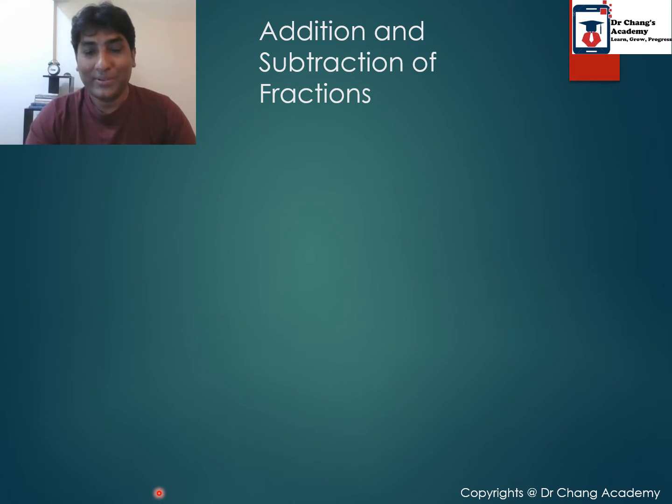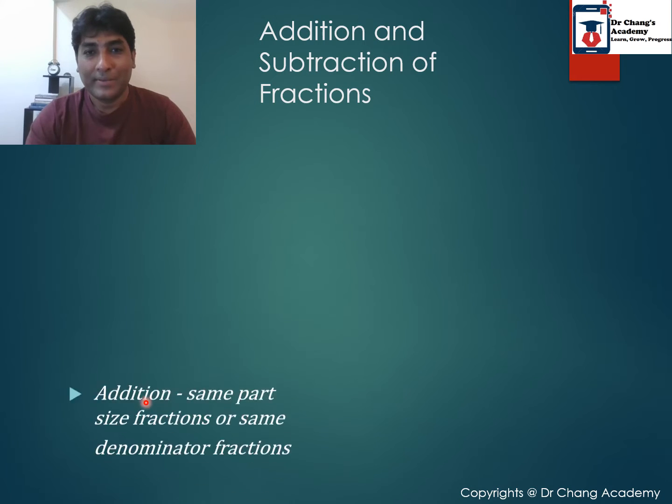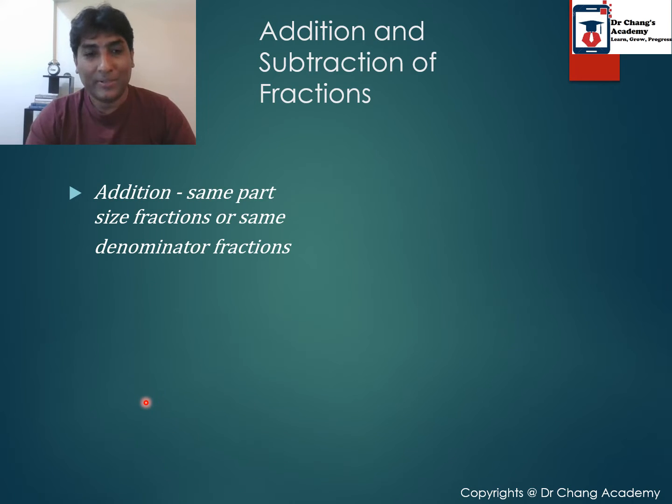Okay, so let's continue working on addition and subtraction with same size fractions. We call them same size, same part size fractions or same denominator fractions, where the denominator is the same. So in this case, 1/5, 3/5, the denominator is 5. So we call them same denominator or same part size because their part sizes are the same. So this one is 1/5, this is 3/5.